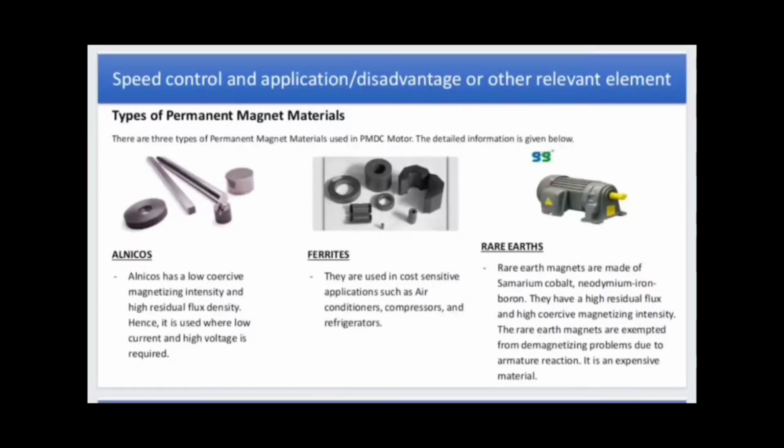Ferrite. They are used in cost-sensitive applications such as air conditioners, compressors, and refrigerators. Rare earths. Rare earth magnets are made of samarium cobalt and neodymium iron boron. They have a high residual flux and high coercive magnetizing intensity. The rare earth magnets are exempt from demagnetizing problems due to armature reaction. It is an expensive material.